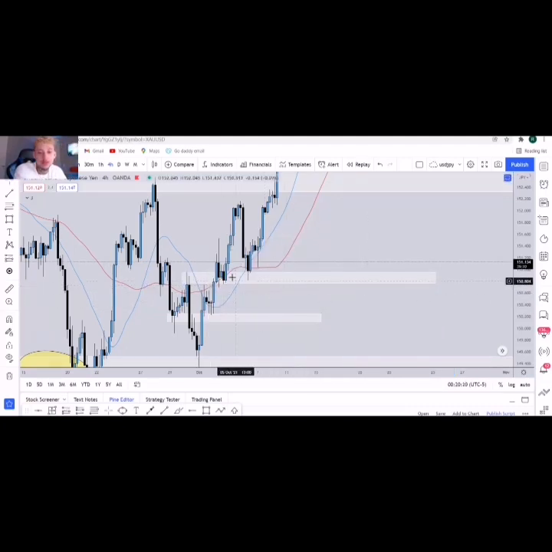To the point where it doesn't even look like price really broke under support, right? So here you have the zone right here. What does it show us? Rejection. This is where we took that first buy.